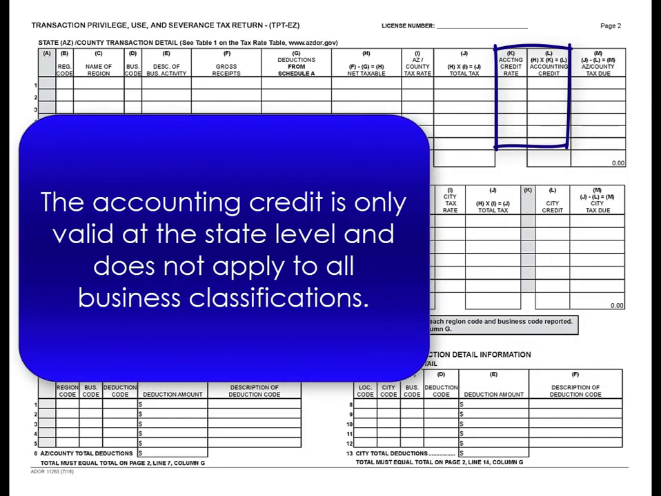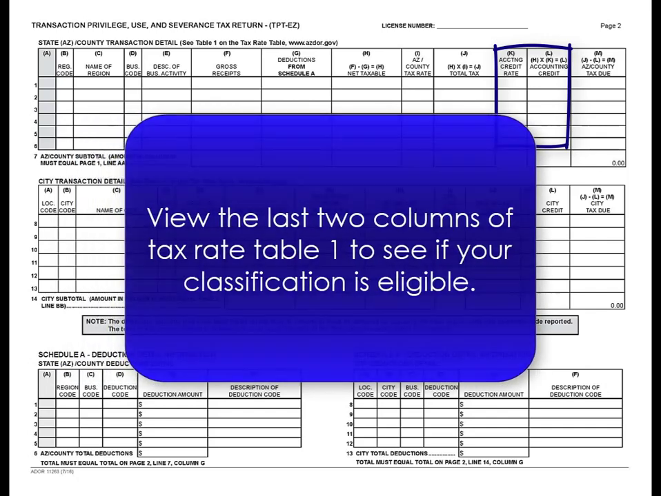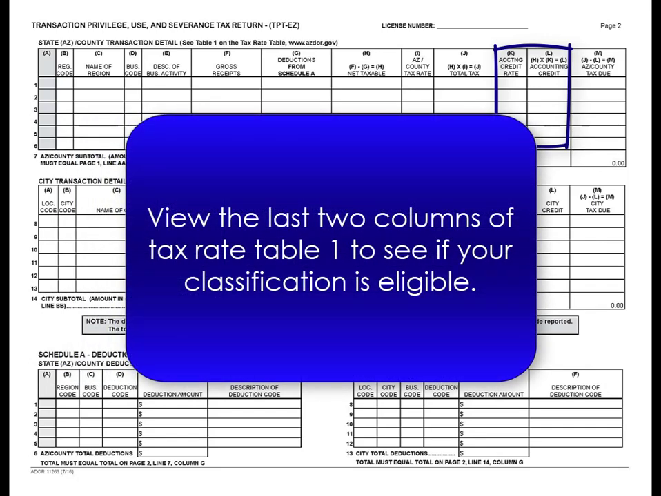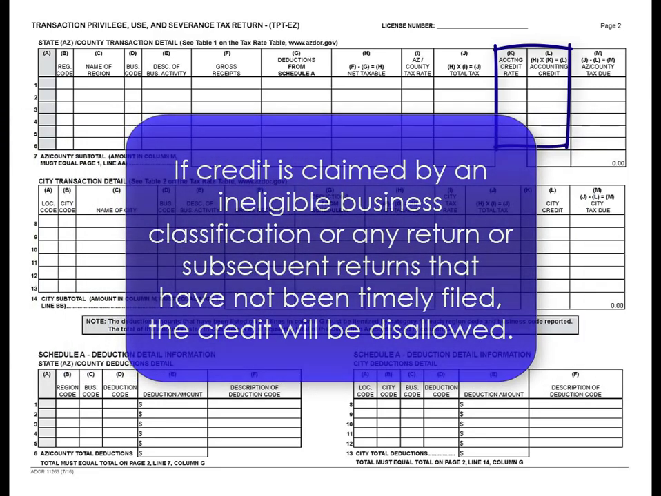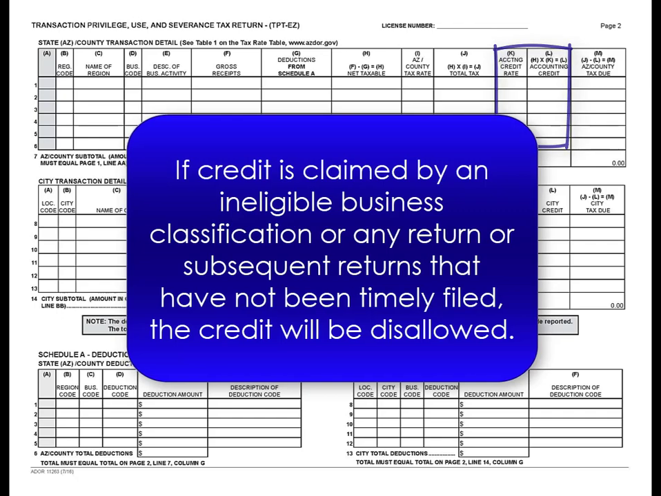Something important to know about the accounting credit is that this credit is only available at the state level and does not apply to all business classifications. View the last two columns of Table 1 of the tax rate table to see if your business classification is eligible to receive the accounting credit. If the credit is claimed by an ineligible business or on any return and subsequent returns that have not been timely filed, this credit will be disallowed, resulting in a balance due on your account.